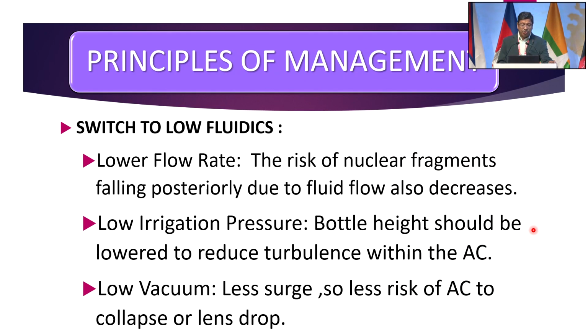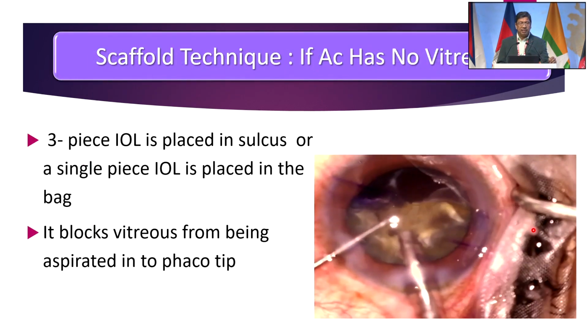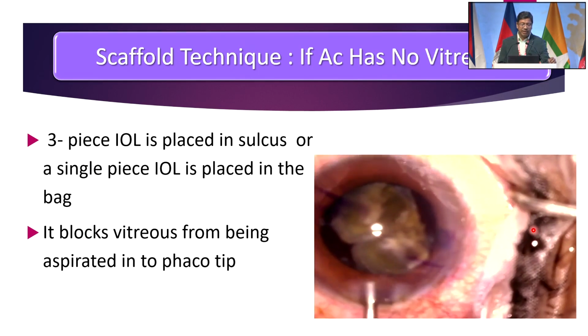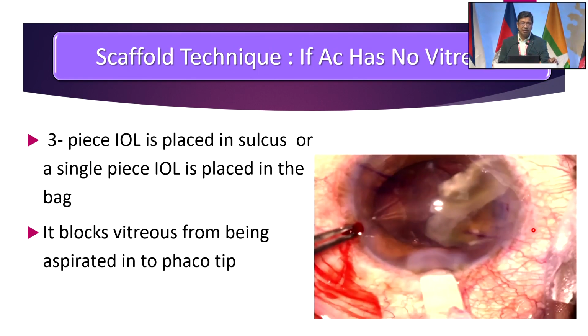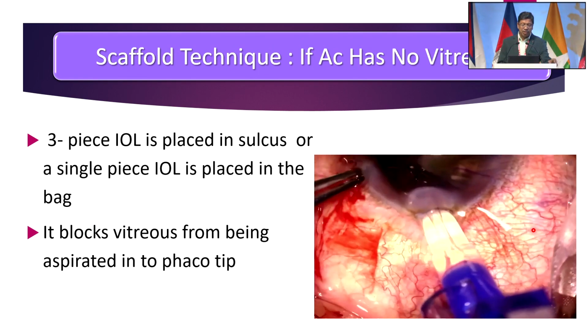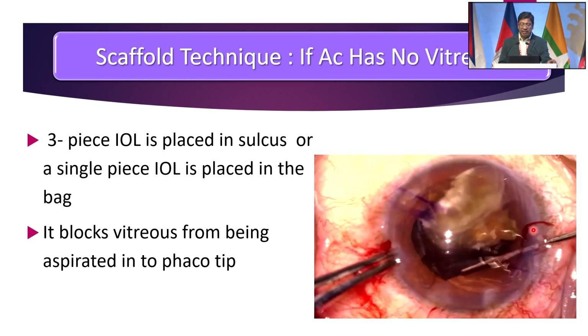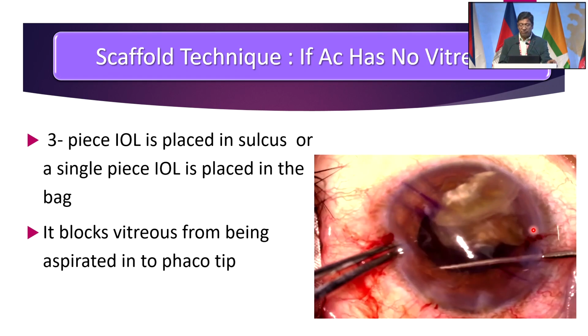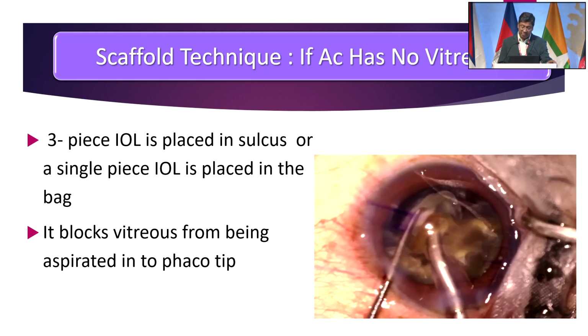We need to decrease our parameters, switch to low fluidics, low flow rate, low irrigation pressure, low vacuum. These things will be dealt with as the talks progress. And scaffolding so that the nucleus doesn't drop is essential, and we can use a 3-piece IOL placed in the sulcus or a single-piece IOL placed in the bag, whichever is convenient. It blocks the vitreous from coming into the antechamber and getting aspirated, and you can continue with the surgery without the risk of the nucleus dropping or vitreous being pulled into the phaco tip.